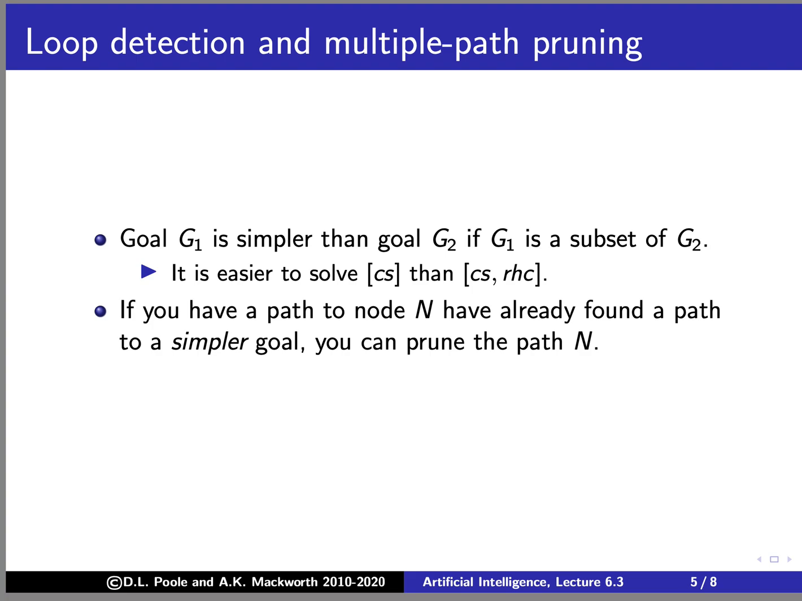There are a few interesting things we're going to do in here. We can have loop detection and multiple path pruning with an interesting twist. Goal G1 is simpler than goal G2 if G1 is a subset of G2. So it's easier to solve being in the coffee shop than it is to solve being in the coffee shop when Rob has coffee. And if we have a path to node N, and we've already found a path to a simpler goal, we can prune the node to N. Before, we could only do it for equal nodes, but now we can do it for simpler goals. And this is more pruning than we could do before.